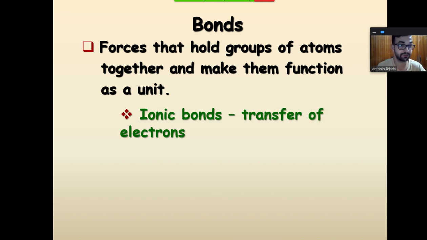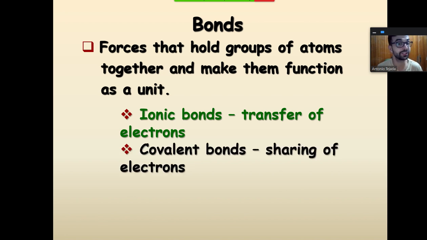We have different kinds of bonds. Ionic bonds are based on a transfer of electrons. Covalent bonds are based on sharing of electrons. In ionic bonds, one atom loses electrons and the other one gains electrons. But in covalent bonds, both atoms share the electrons; electrons belong to both of the atoms. That's the main difference.